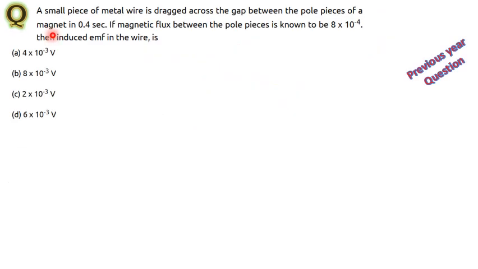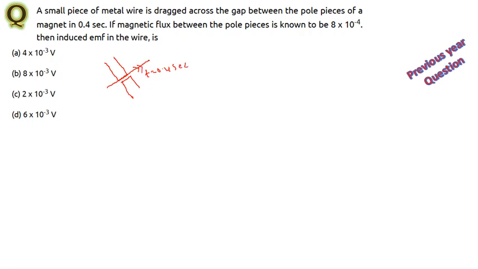This is an old question paper problem. A small piece of metal wire is dragged across the gap between the poles of a magnet in 0.4 seconds. Now I will show you here. Consider a small piece of magnet. I just draw here a small piece of magnet, and in this magnet a small hole. Through this hole you are going to drag a wire for t equal to 0.4 seconds.